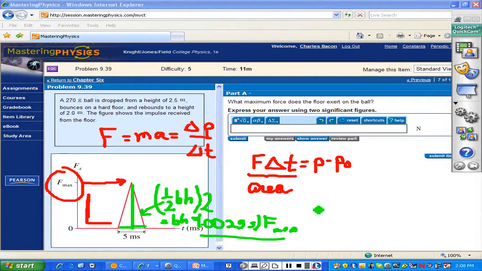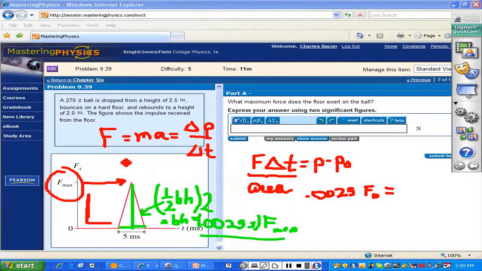So the left-hand side of our equation up here, let's change color back to red, is going to be 0.0025 F max. Okay, so now we know the left-hand side. Now the right-hand side is the change in momentum.